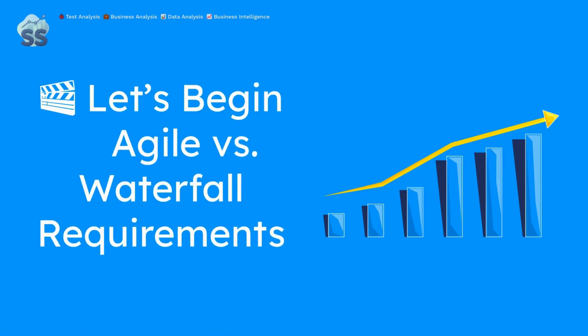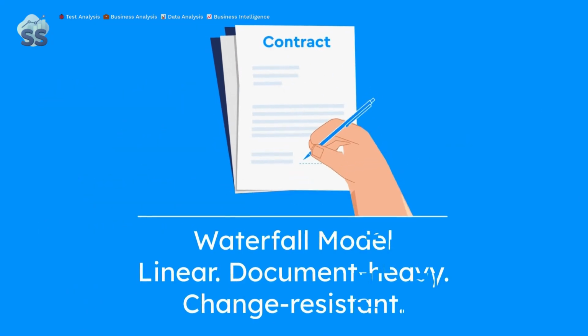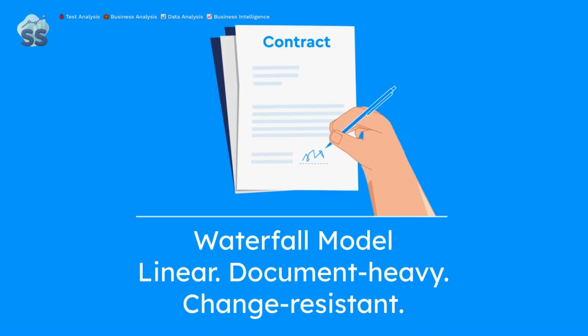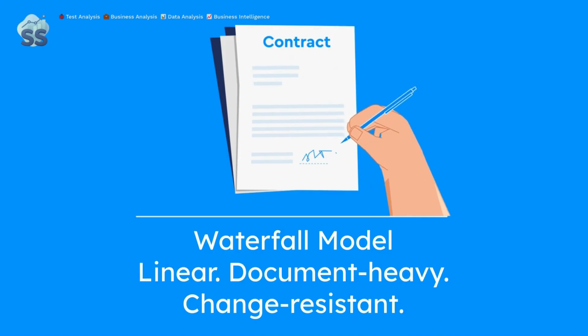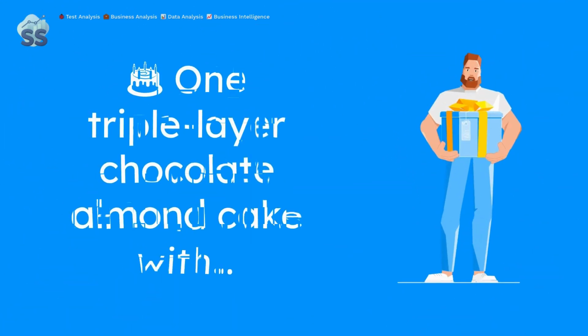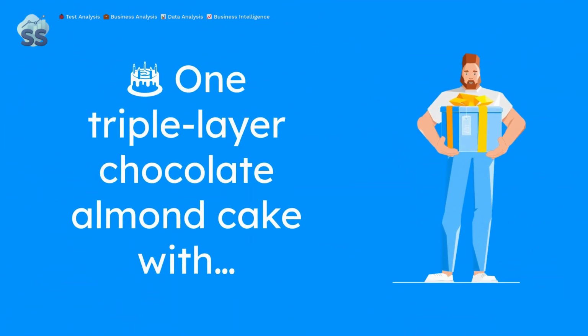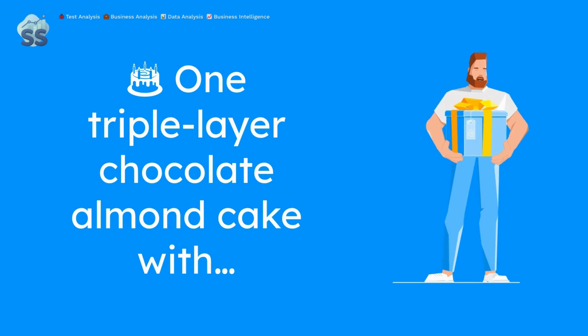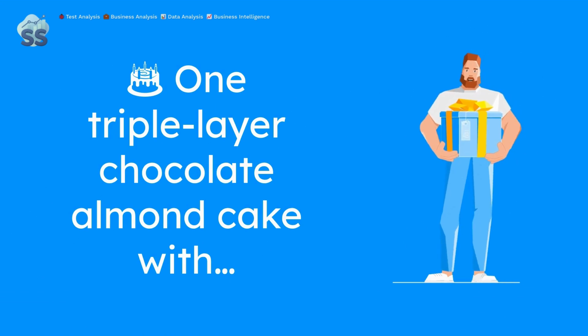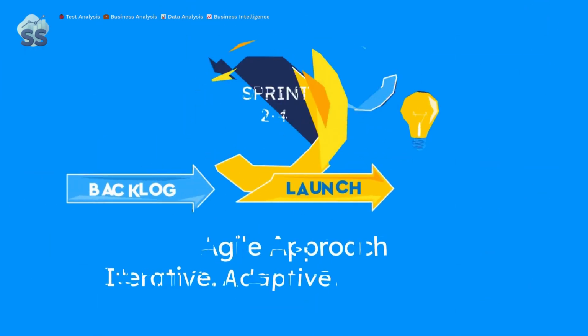Let's get started. In the traditional waterfall model, requirements are gathered all at once, often at the beginning of the project, and treated as final contracts. It's like ordering a custom cake 6 months ahead. You define every detail up front, but by the time it arrives, your needs, or your taste, might have changed completely. Agile takes a different route.